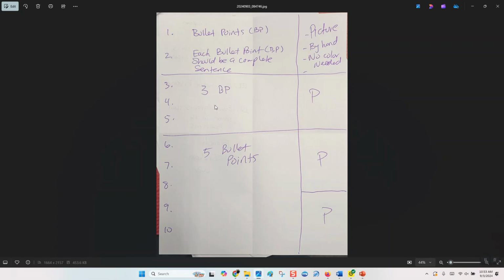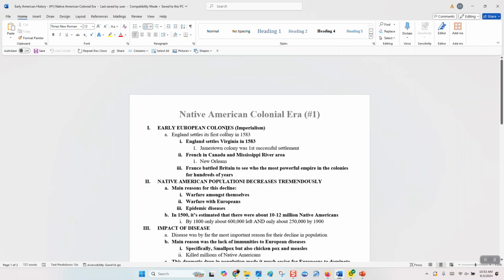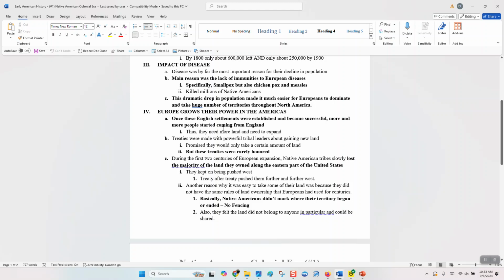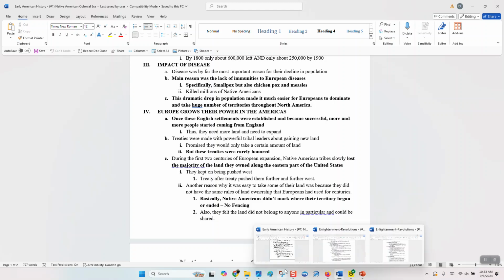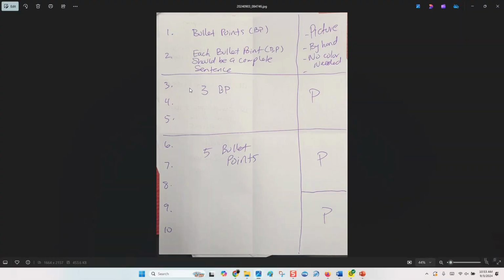Then for section 3 and 4, looking back at it here, section 3 is impact of disease, and section 4 is Europe grows their power in the Americas. As you can see, this one's regular size, but this one is a little bit bigger. So I would write 1 bullet point here and 2 for this one, because this one is asking you to write 3 bullet points here. So write 1 on section 3 and then write 2 on section 4, the 2 most important ideas from there.